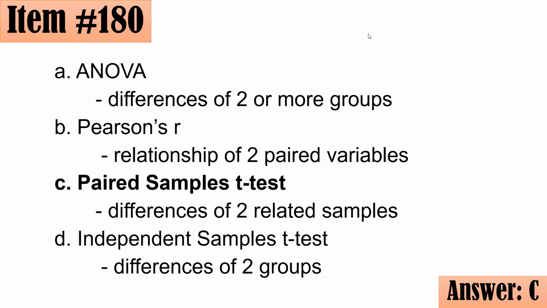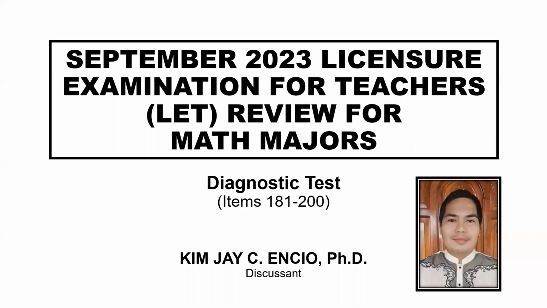Okay. So that ends the 161 to 180. Thank you very much. And we will proceed with the next set of 20 items. Okay. At this juncture, we will now discuss items 181 to 200. All right.